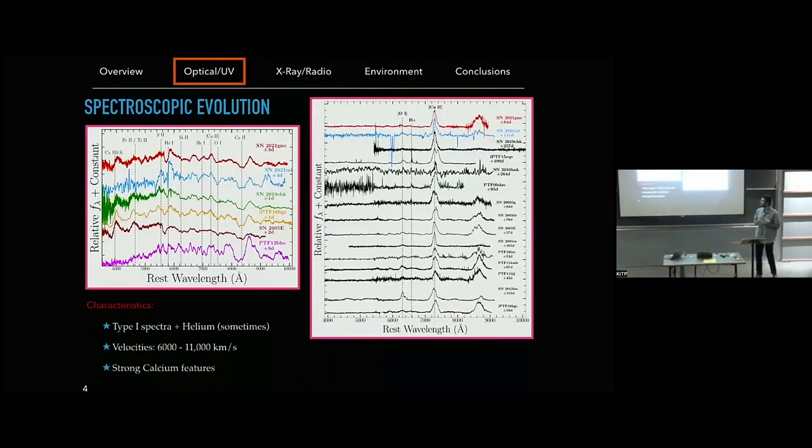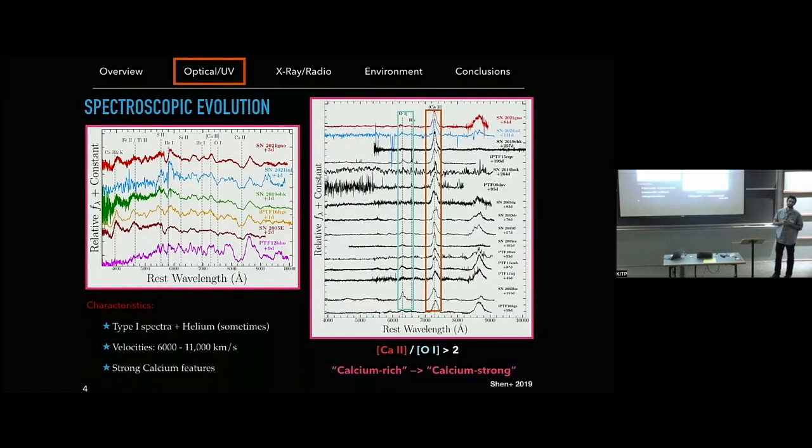Spectroscopically is where they get the calcium-rich name. If you look at the nebular spectra at later times, they're pretty much dominated by forbidden calcium-II emission. If you take the ratio of calcium-II to oxygen-II, you can see that the inner regions of the ejecta are cooling extremely efficiently through calcium. That doesn't mean that they're necessarily rich in calcium. Rather, they are calcium strong, so strong in emission.